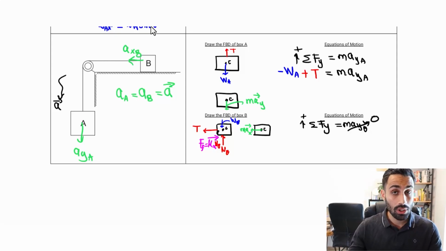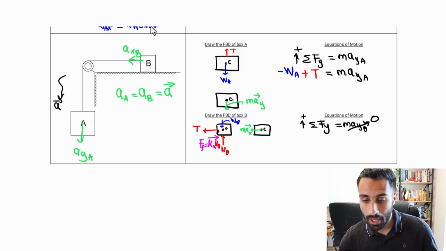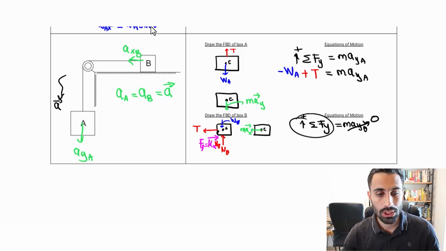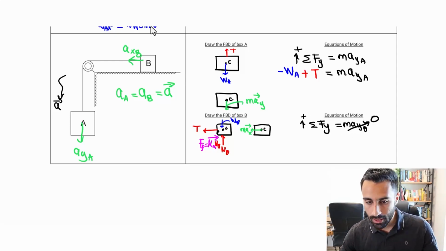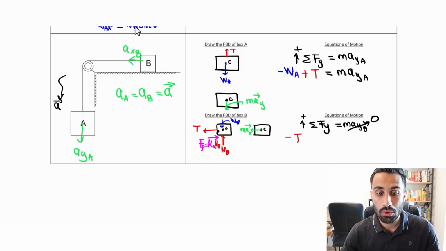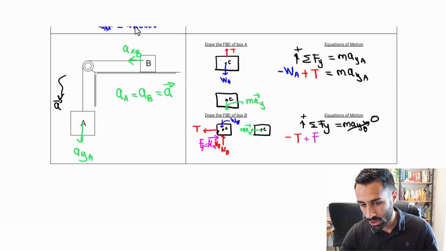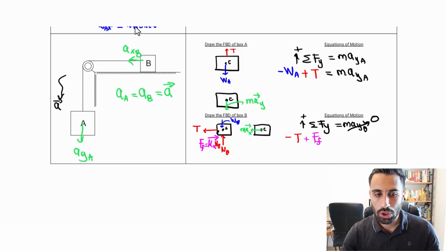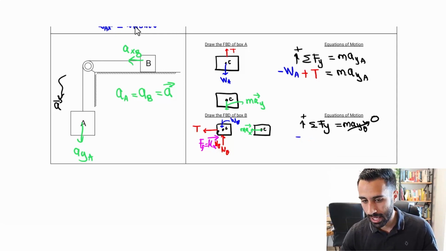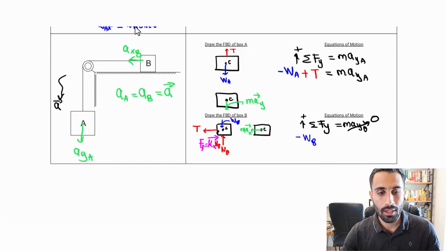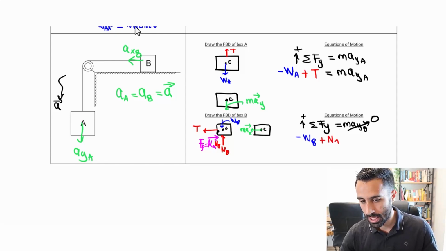This block B is only going to the left in the x direction, so that's 0. So we do the sum of the forces in the y. That would be the negative T, negative tension because the tension goes to the left. We have the force of friction going to the right, so it's positive force of friction, and then that's all. Sorry, so that's going to be in the y. So in the y, we have negative WB, plus NB, and then that equals 0.